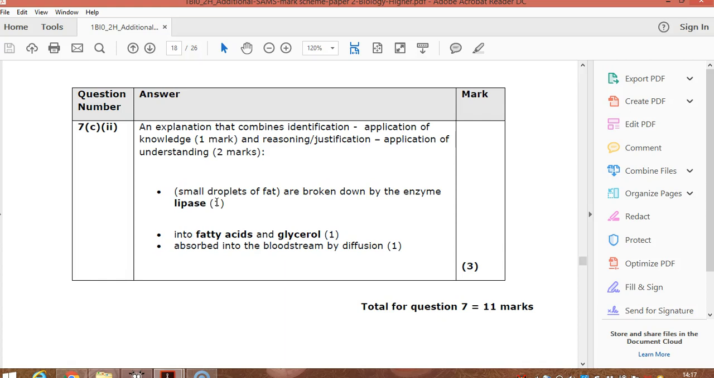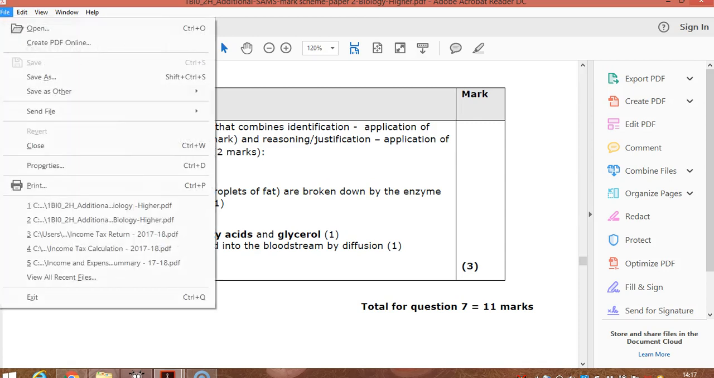That's going to close that. I'll open it again. Explain: the small droplets of fat are broken down by the enzyme lipase into fatty acids and glycerol, and they are absorbed into the bloodstream by diffusion.